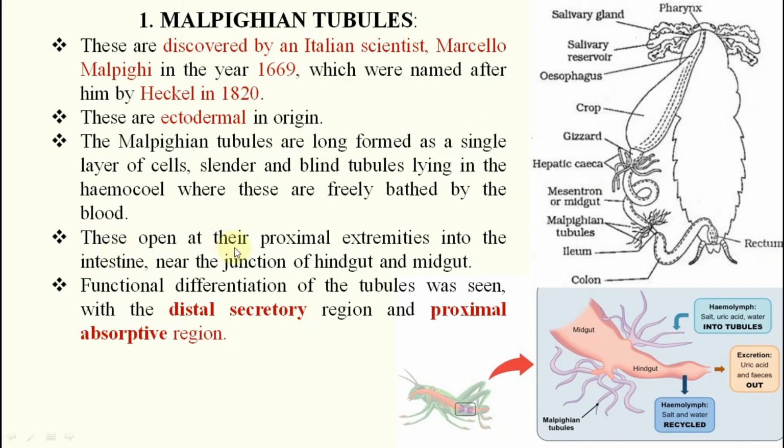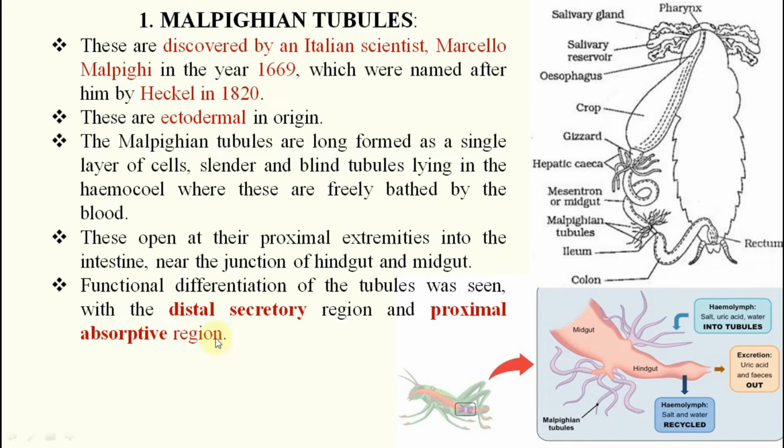Then these open at their proximal extremities into the intestine near the junction of hindgut and midgut. Where it is opening, you see at the junction of midgut and hindgut they are opening. This is one end, the proximal end. What is the other end? That is the distal end. It depends on which one you take as proximal and which as distal. Proximal generally means the beginning point, distal generally means the ending point.